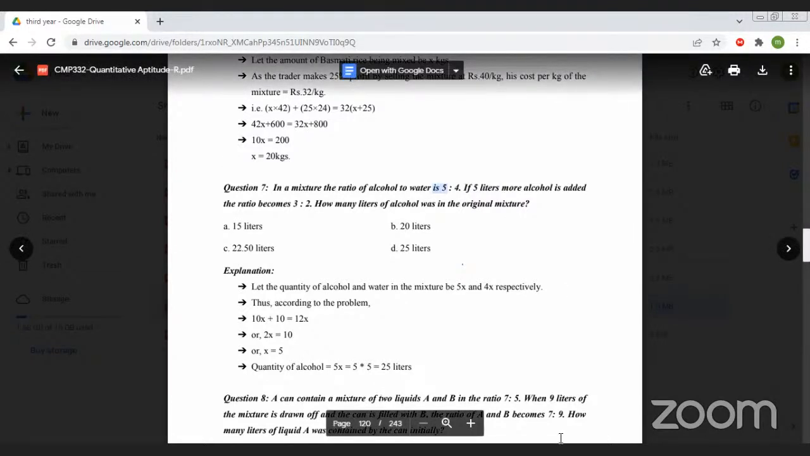But you need to find the original mixture. So 5x. See, you must be asking, what about this ratio, no? So it is in this form. Then the quantity of alcohol is 5x. So 5 into 5x. In that form. Understood? Yes, students. You write a few points from that, then you will understand properly.